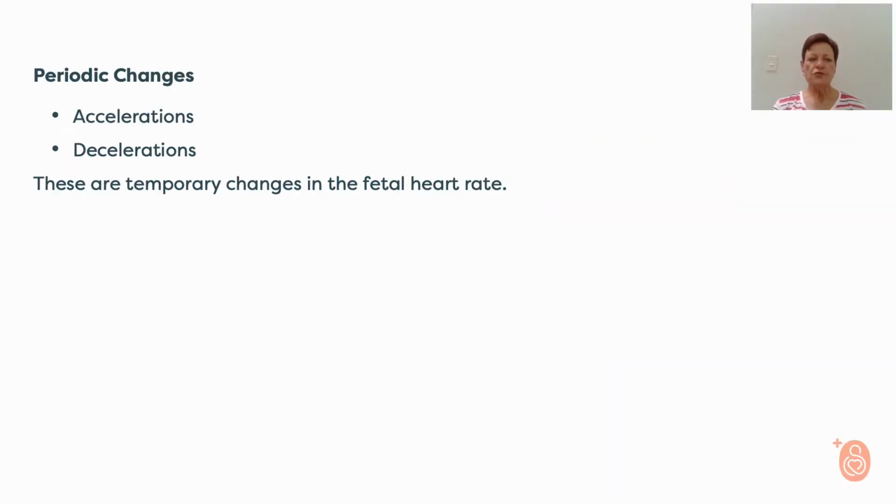Now, when we talk about periodic changes, the name tells us what it is. From period to period, there are some changes in the fetal heart rate, and we have two types of periodic changes. The one is accelerations and the other one is decelerations.